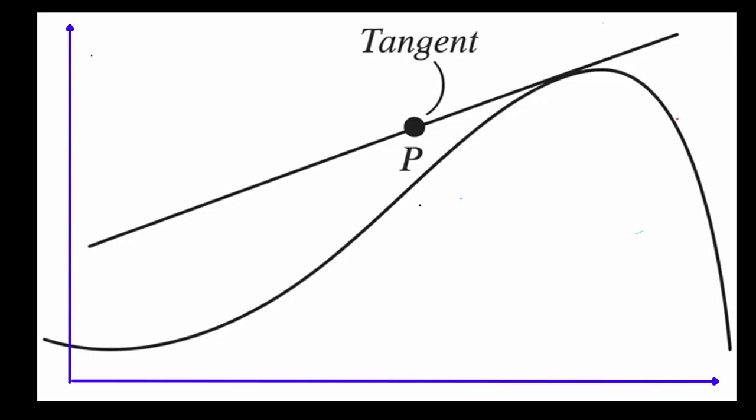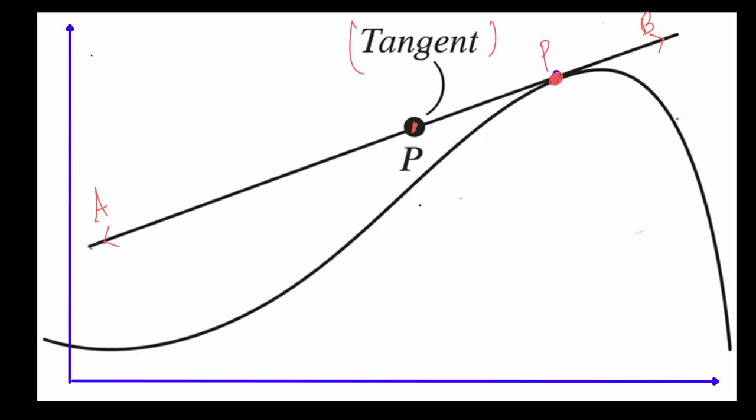And say this is the point here. This is not P. This point here is P. And this straight line here, let us call that line AB, right? That line is called the tangent.